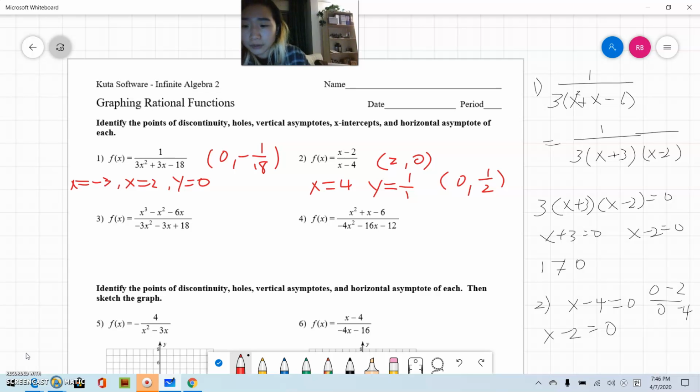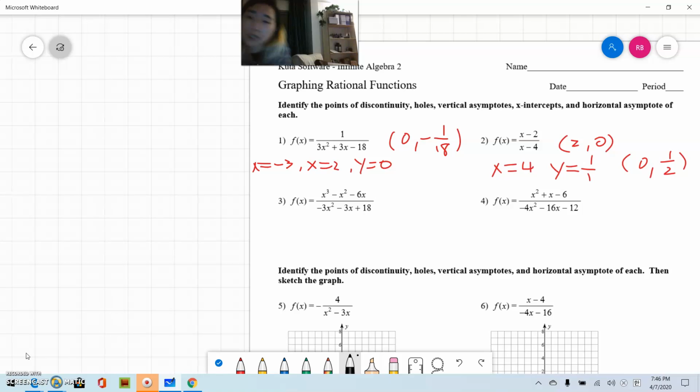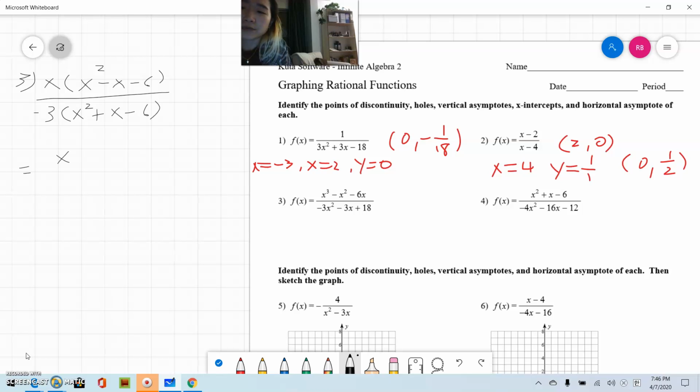Let's look at number 3. I'm going to move the window this way, that was a space to write. Let's start by factoring. I'm going to factor the GCF first because that's always your first step. And then the bottom too. Alright, so then let's factor further.